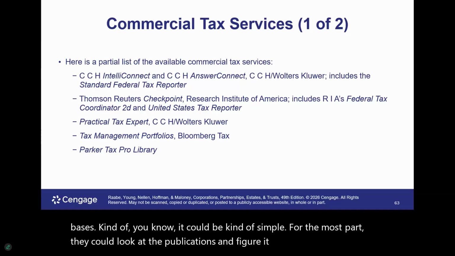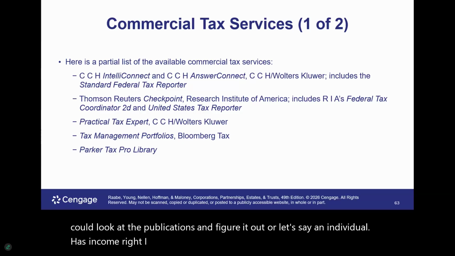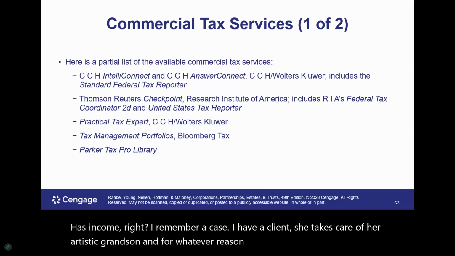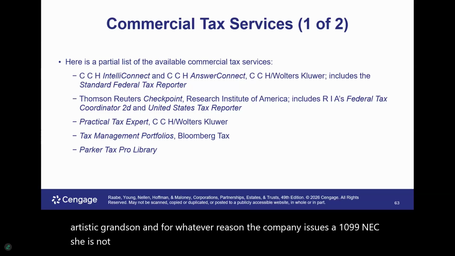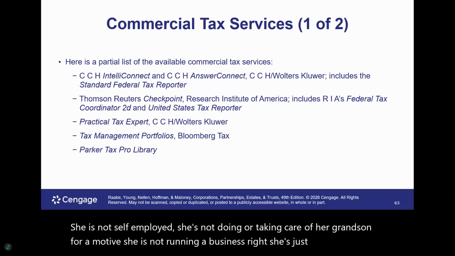Or let's say an individual has income, right? I remember a case. I have a client, she takes care of her autistic grandson, and for whatever reason the company issues a 1099 NEC. She is not self-employed. She's not taking care of her grandson for a profit motive. She is not running a business, right? She's just receiving other income for taking care of her grandson.